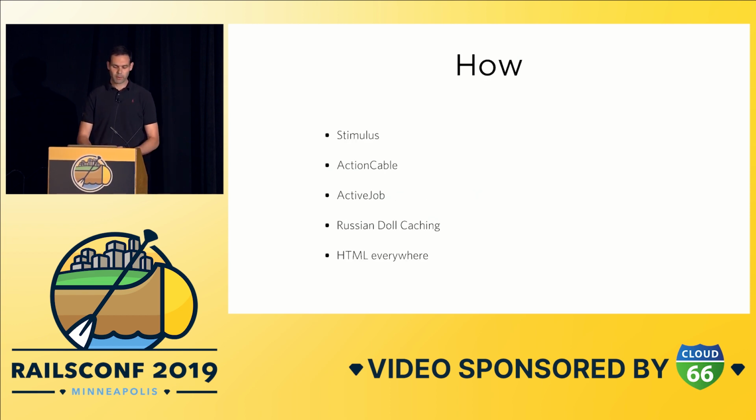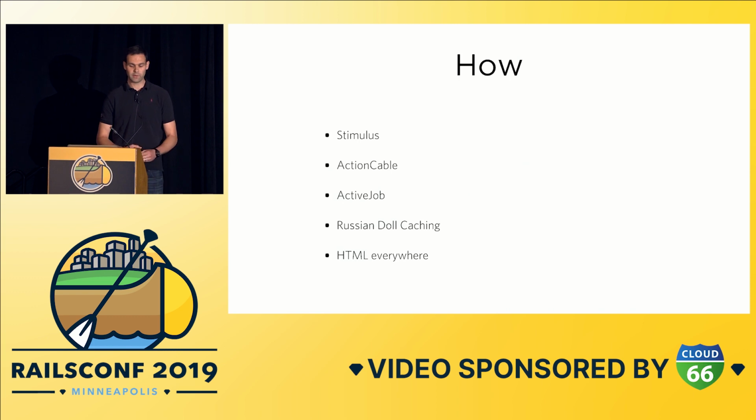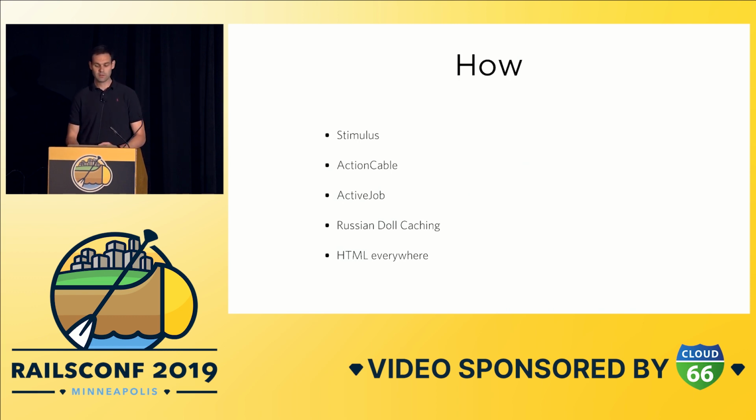So I propose that we can use Rails default components to build these fast websites. We can sprinkle Stimulus on the front end for interactivity. We can use ActionCable for out-of-band communication between the app and the front end. We can use ActiveJob to do little or large bits of work in the background. And we can use Russian doll caching everywhere so that the background HTML rendering can be reused every time a page loads. So nothing fancy, just vanilla Rails.